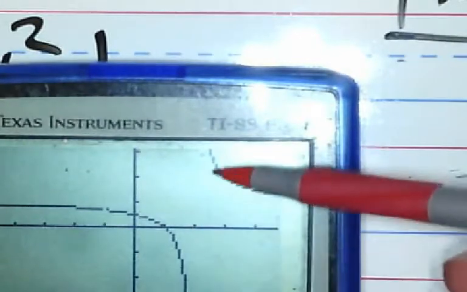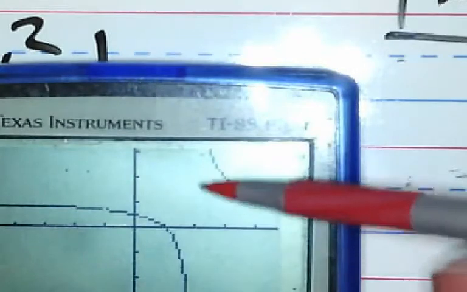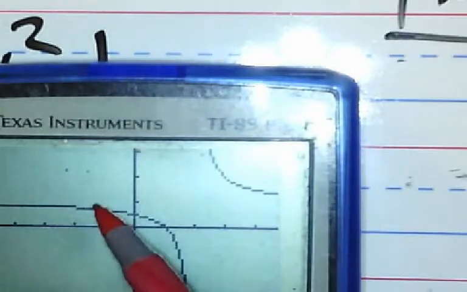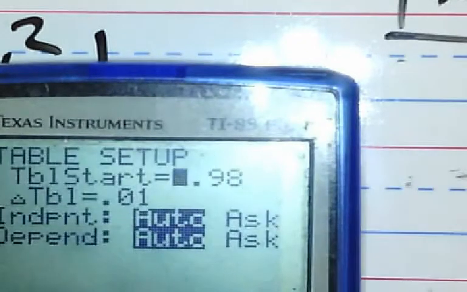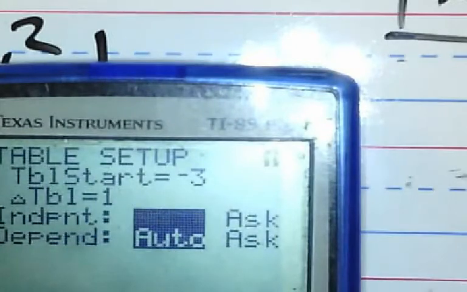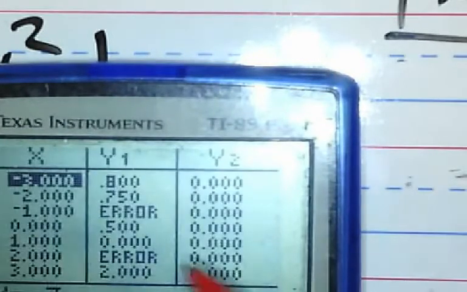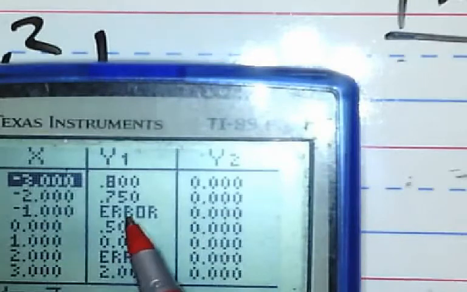2 is the asymptote, the vertical asymptote, but -1 is the hole in the graph. Now, let me show you on the table as well. If I look at the table, let's go from -3 is 1. Let me show you. See, there's an error at -1.